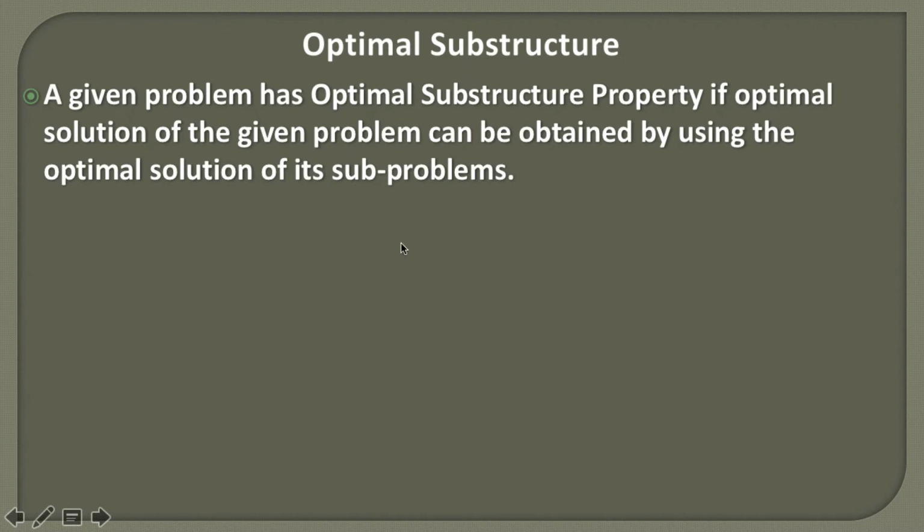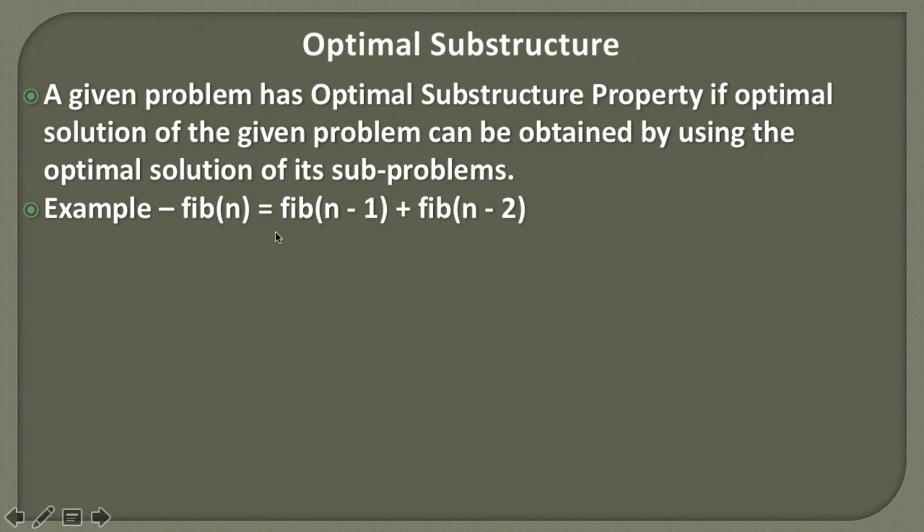Here you can see that a given problem has the optimal substructure property if the optimal solution of the given problem can be obtained by using the optimal solution of its subproblems. Which means we are given a complex problem and we want to solve it, and if that problem can be solved by breaking it down into smaller subproblems and using the solutions of those subproblems to obtain the solution to the complex problem, that gives the problem a property known as optimal substructure.